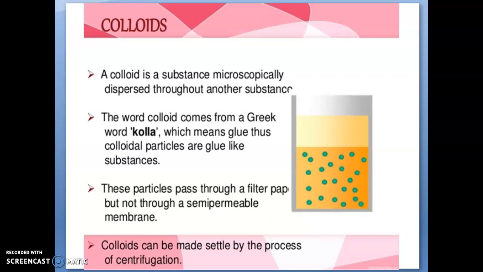Colloid is a substance that is microscopically dispersed throughout any other substance. The word colloid came from the Greek word kolla, that means glue. So we can say that it is just like a glue-like substance. These are microscopically dispersed throughout another substance. These particles pass through a filter paper but not through a semi-permeable membrane. These are the properties of these colloids. And these colloids can be made to settle by the process of centrifugation.